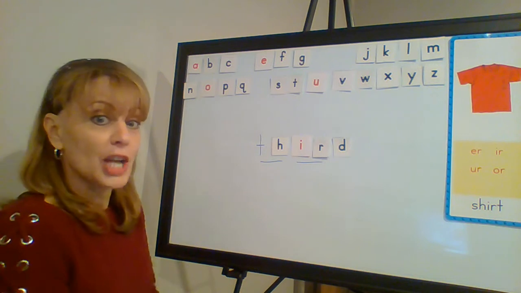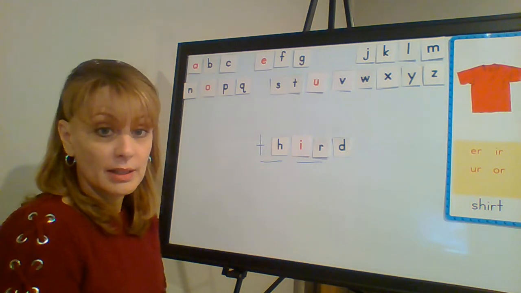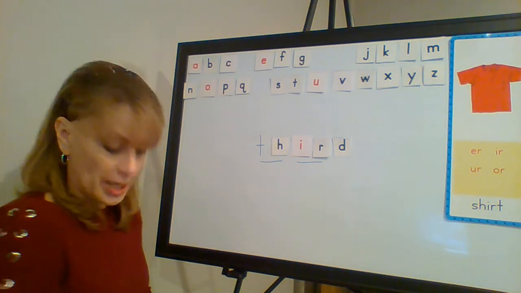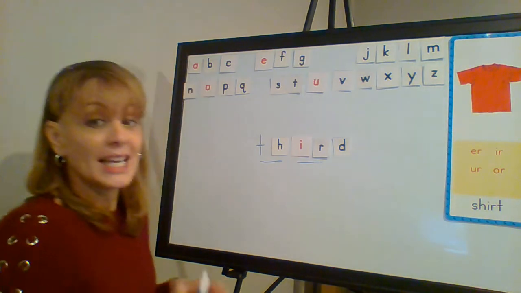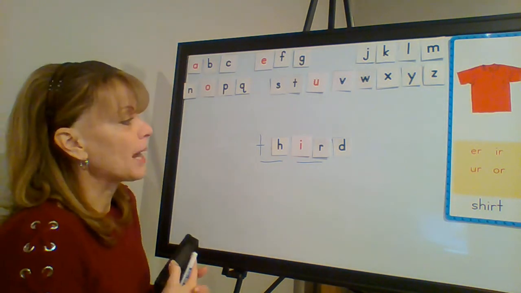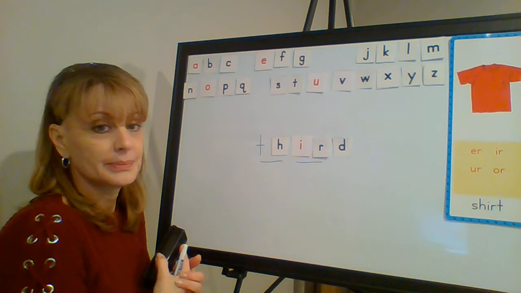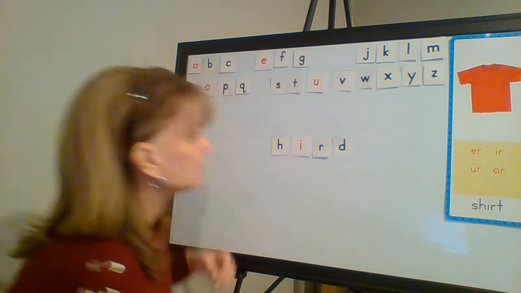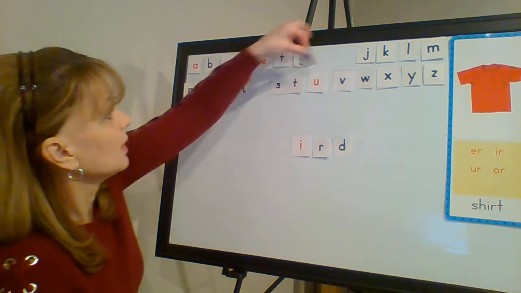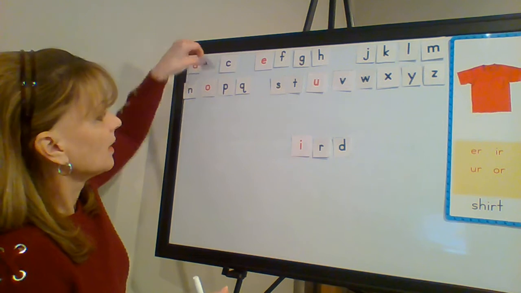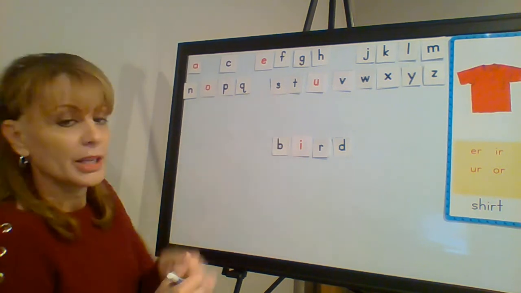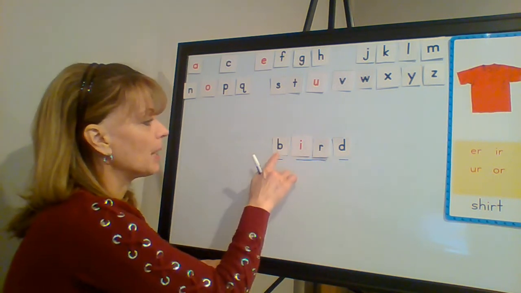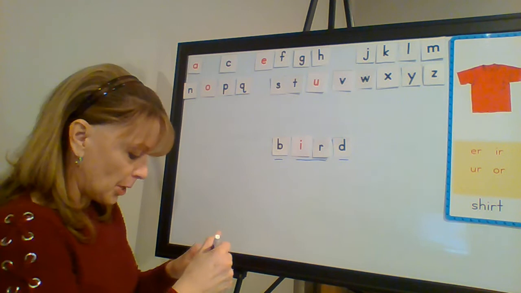Now I want you to change the beginning of the word. Change the beginning of third to spell bird. And when you look at the phonemes, you have 1, 2, 3. B-r-d, bird.